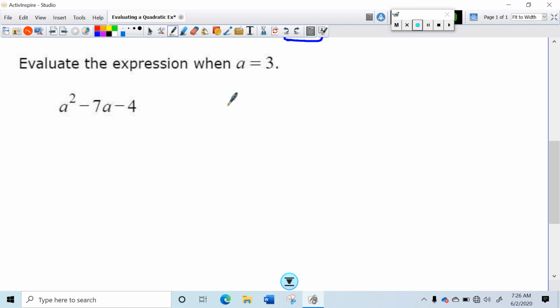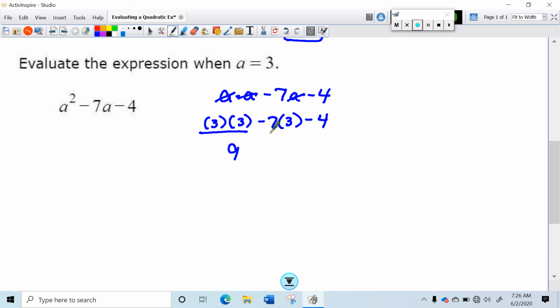Okay, a squared means a times a. It means you've got 2 of those. Minus 7 times a minus 4. So every a is a 3. Everything else in the problem stays like it is. And then you do the multiplication. 3 times 3 is 9.